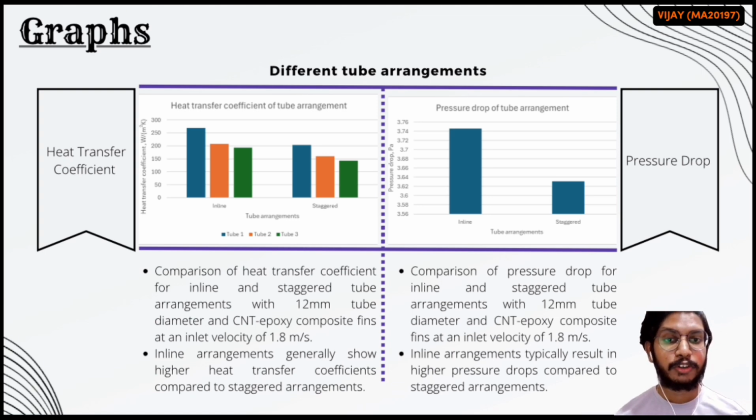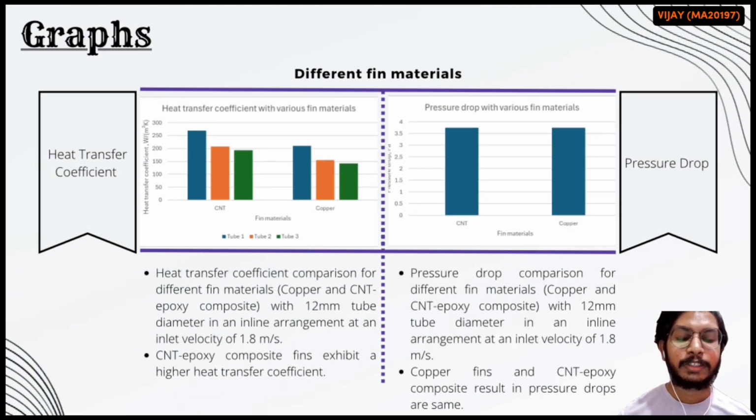Pressure drop of different tube arrangements. Inline arrangement results in higher pressure drop due to increased turbulence and flow resistance. Heat transfer coefficient of different fin materials. CNT fins have higher heat transfer coefficient due to better thermal conductivity, making them more efficient for heat transfer. Pressure drop. The difference in material properties affects the pressure drop, impacting the overall efficiency and operational cost. In this case, copper and CNT are at an equal level in pressure drop.